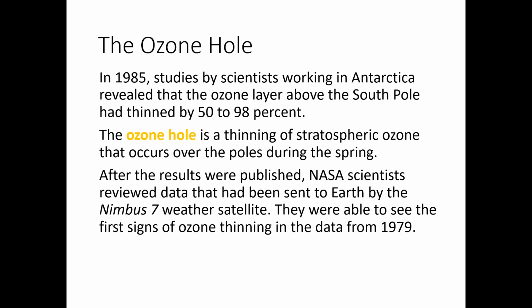How it was discovered was in 1985. A group of scientists working in Antarctica measured the ozone layer and found that it had thinned by about 50%, from 50 to 98%. Specifically, this is happening during the spring. Levels of ozone in the ozone layer vary over time, but it decreases the most during the spring, and I'll explain why in a few slides.